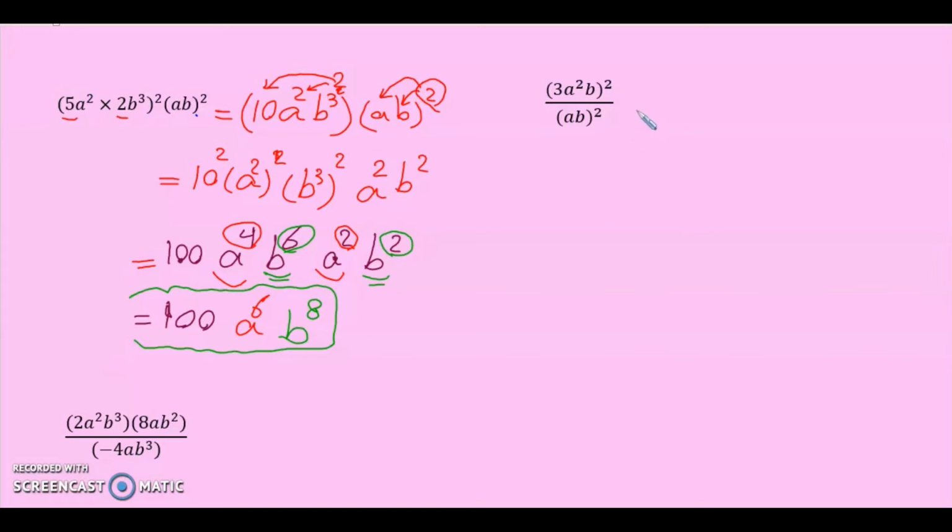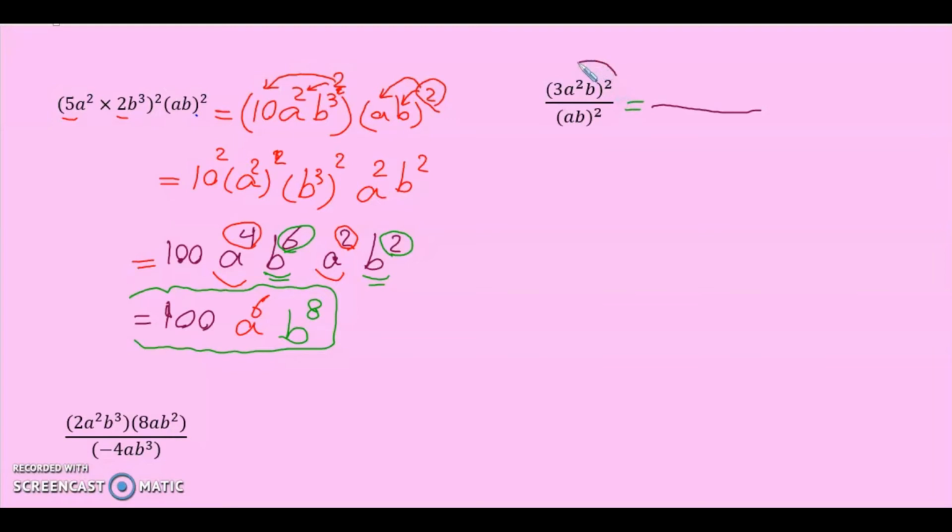How about example number 4? Okay, example number 4. I have one expression on top, one expression on bottom. You need to do individually. Okay, let's start top. I have outer exponent.